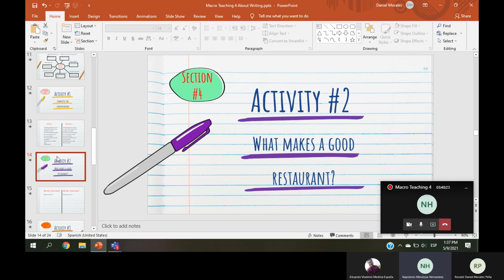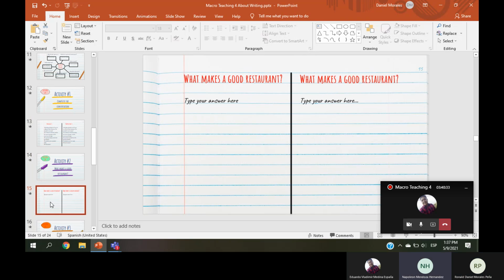Okay, section number 4, activity 2. In this activity, I need your help again. I need you to think of a place that comes to your mind and think about this question: what makes a good restaurant? I need you to tell me the reason why you love a restaurant that makes you want to go back and everything.